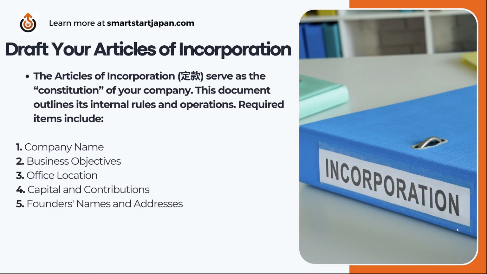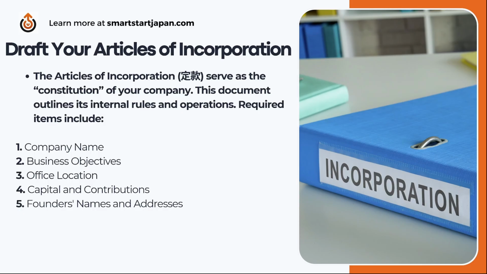Once you have created your corporate seal, the next step is to draft the articles of incorporation, or teikan. Think of this document as the constitution of your company. It establishes the foundational rules and operations that govern your business. Here are the key elements you'll need to include. First is your company name. This is the official name of your GK, which you finalized earlier. Make sure it aligns with your mission and brand identity, like we have discussed before.